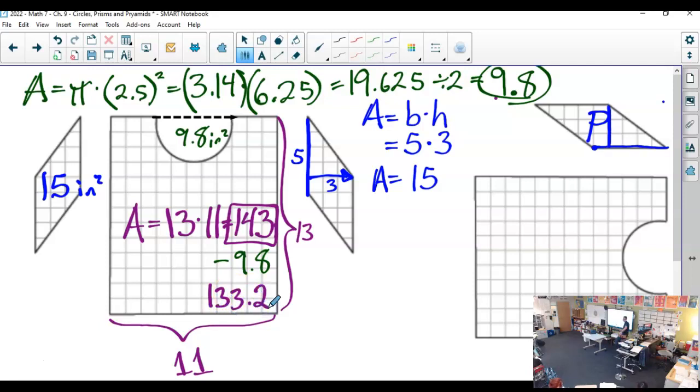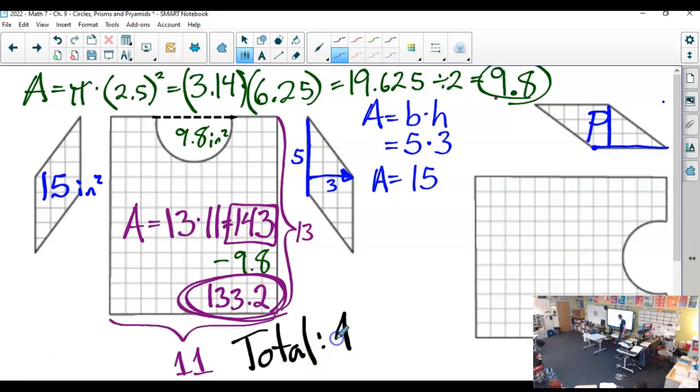Well, if we round to the tenths. How do I get the total area of my shirt? Add the two 15s together. 15, 15, 30, and so 133.2 plus the 30. So our total is 163? Yeah, 163.1875. 163.2 if we round, inches squared. Well, now normally you wouldn't multiply by 2 to make the other side also.